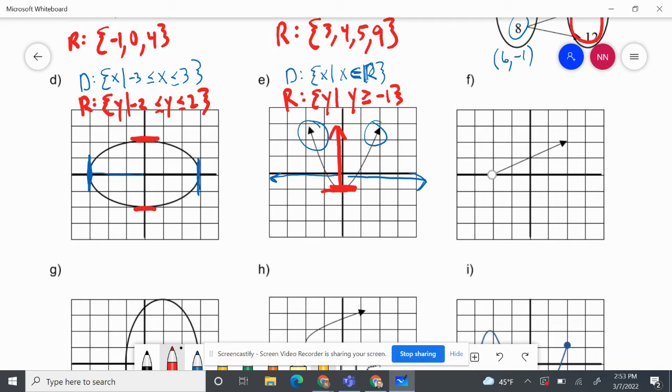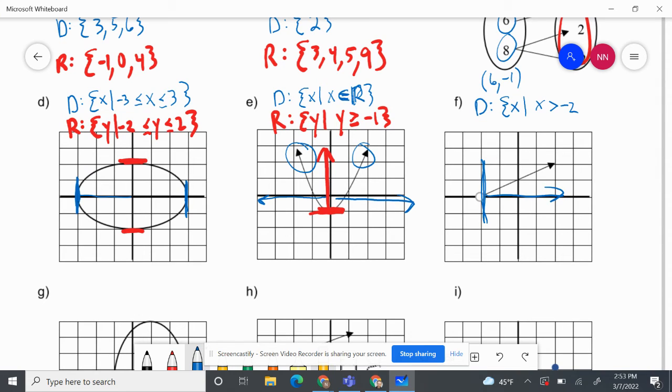Now, if we're looking at letter F, when we're looking at our domain, once again, we're talking about our x values. It's starting right here, and it goes to the right. Notice that there's an open circle. That means it does not include the point. So when we're talking about our domain, we're talking about our x values such that x is greater than -2. Notice that we don't put a line underneath because we do not include the number since this is an open circle.